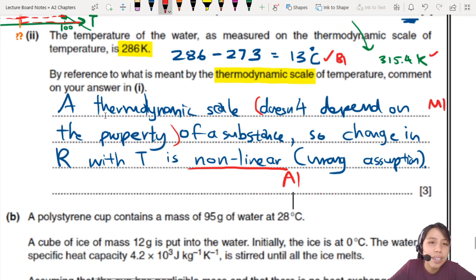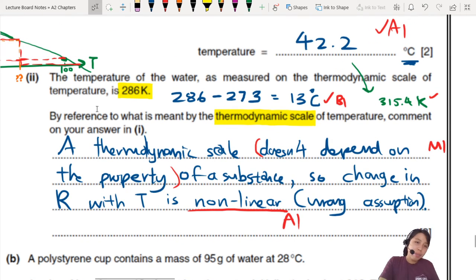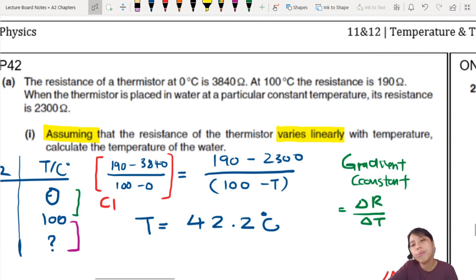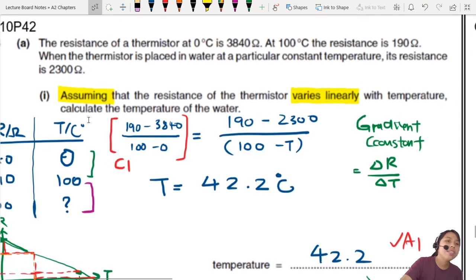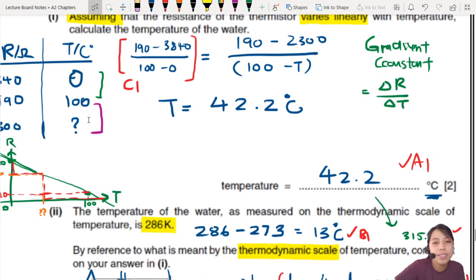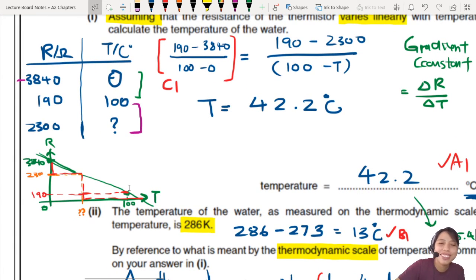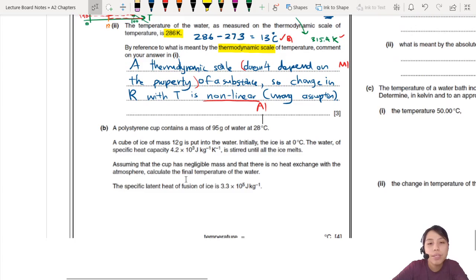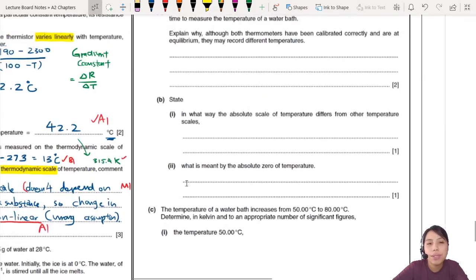So you see, like that, they will ask you to compare. Actually, the water temperature is 13 degrees. Why does your thermometer measure 42? Then you must say, because it must be non-linear. R doesn't vary linearly with T. So our assumption here is wrong. It's okay. It's part of life. We do wrong things and we realize it's incorrect. Okay, I'll save this part for later. You can do it after you've learned the later section.